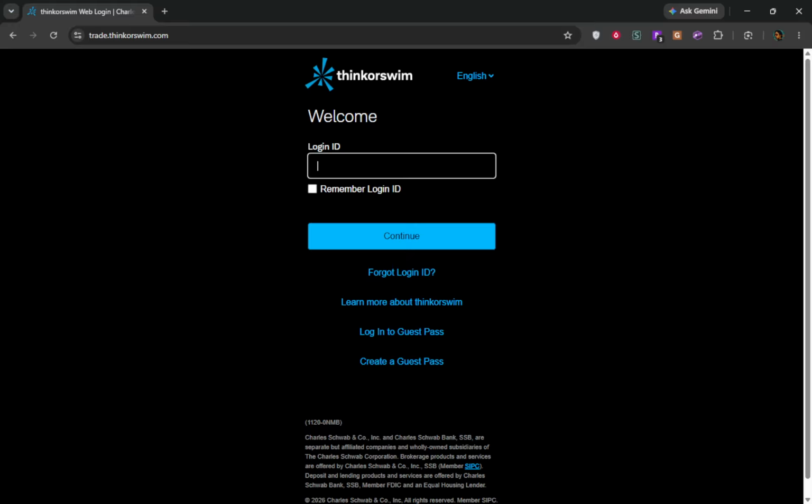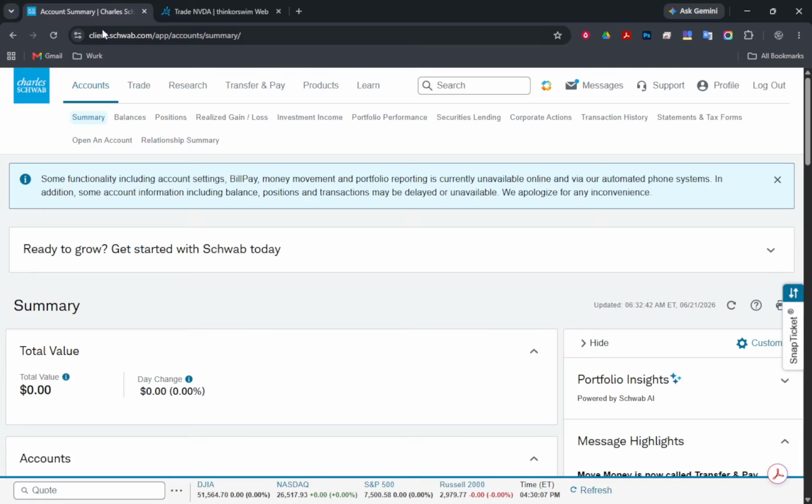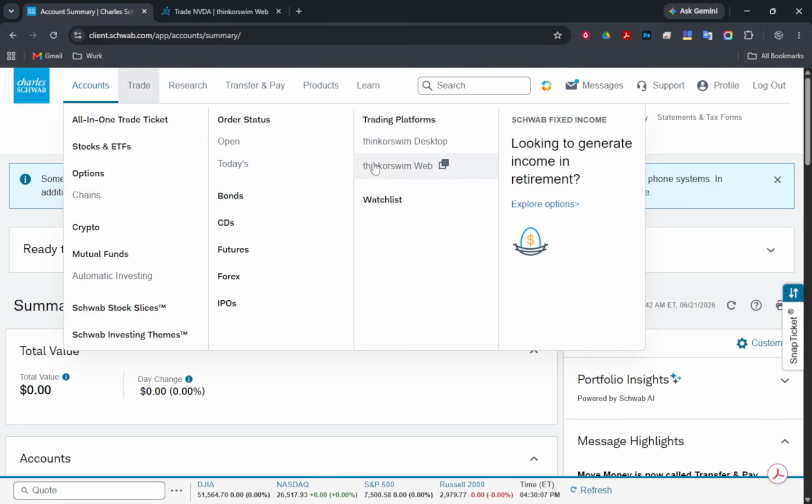Once you're logged in, the next step is to switch to paper trading mode. If you're using ThinkOrSwim Web, click on your account name located at the top right corner. Look for the option that says Switch Account. From there, select Paper Money or Paper Trading.